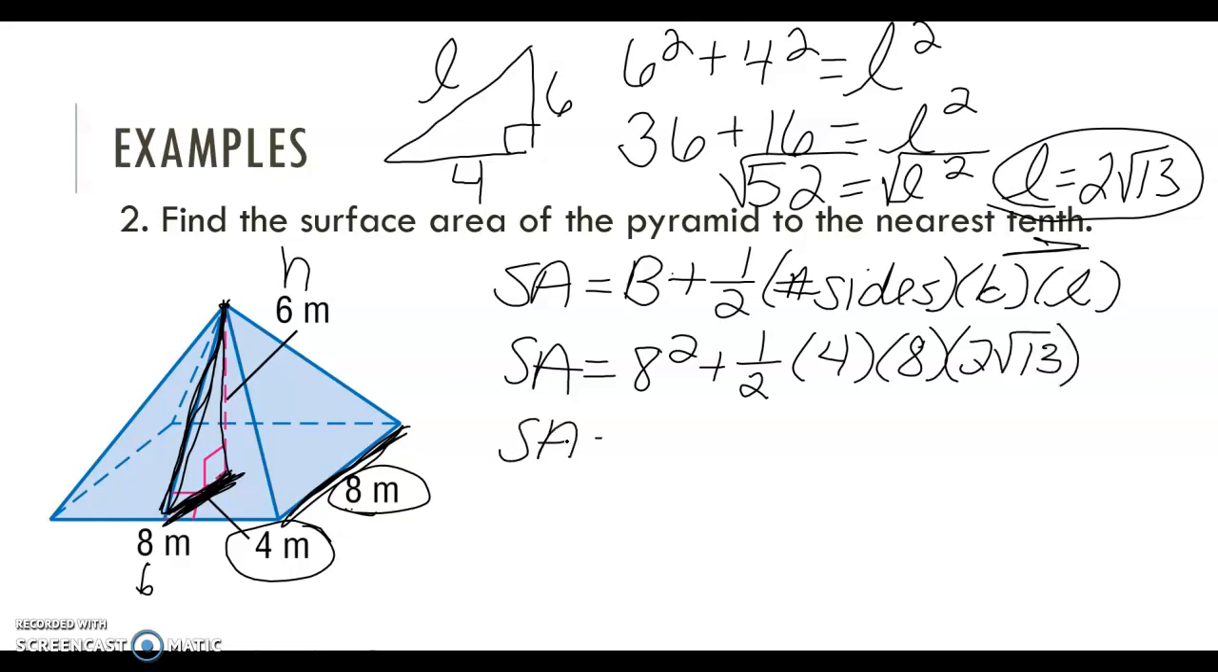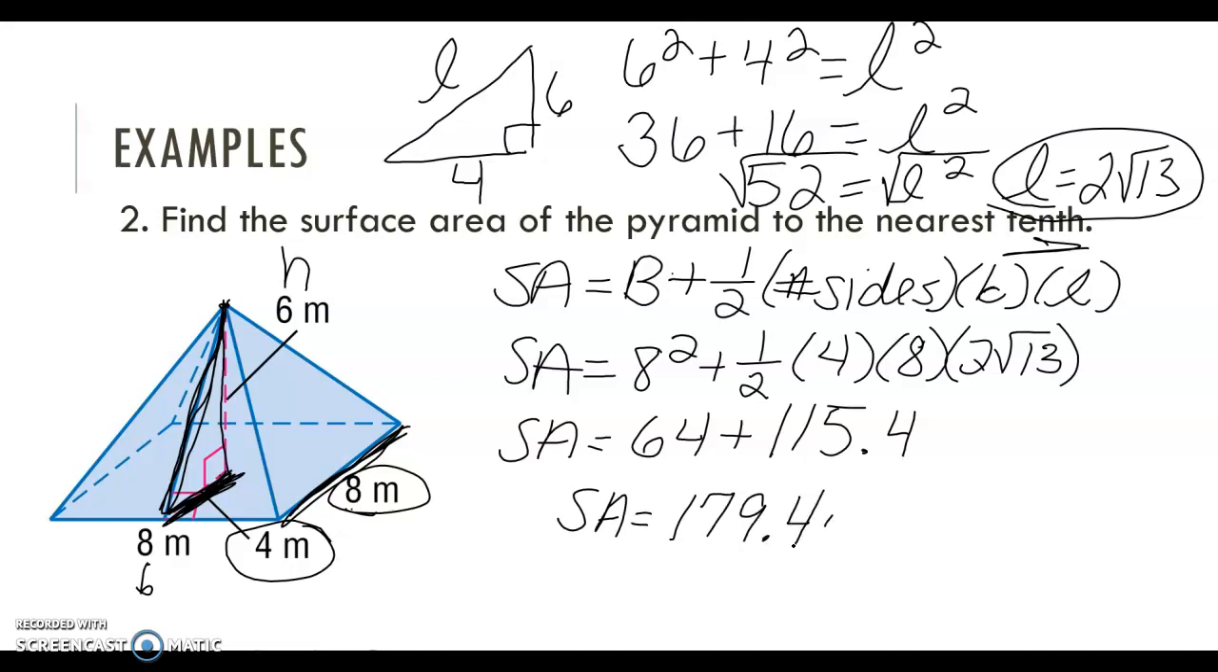Okay, so 8 squared is 64. 1/2 times 4 times 8 times 2 square root of 13, rounded to the nearest tenth, is going to be 115.4. And now we'll go ahead and add. So if you add those together, you get 179.4 square meters for this surface area.